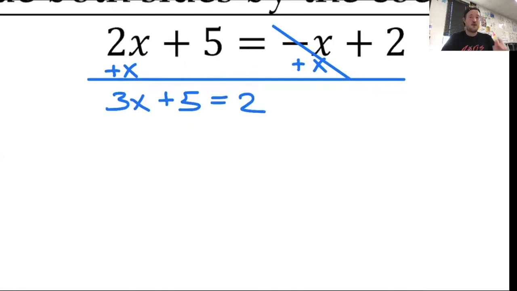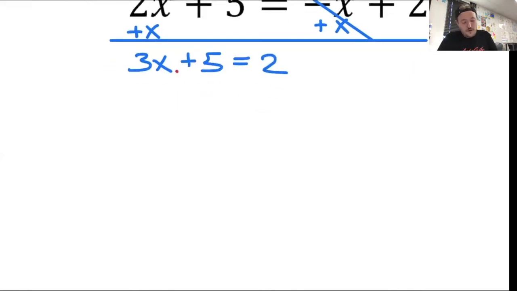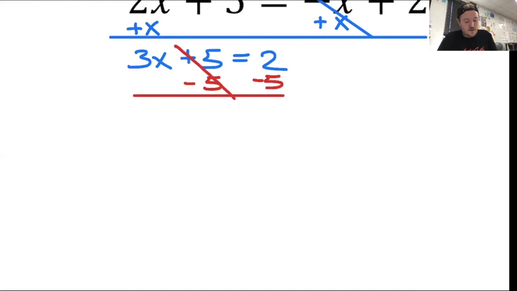Now that I got all the variables on one side, now it's just like the equations that we did above. So undo any addition and subtraction first. So subtract 5. So these will zero out. So I have 3x equals 2 minus 5. So you have $2, you owe someone 5. If you give them what you owe, you still owe them $3.